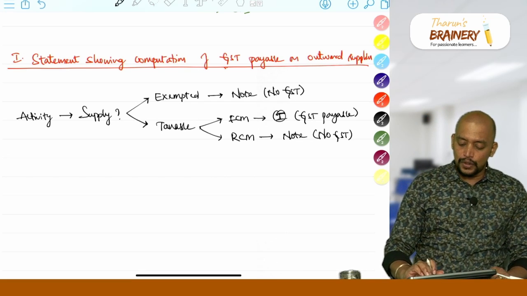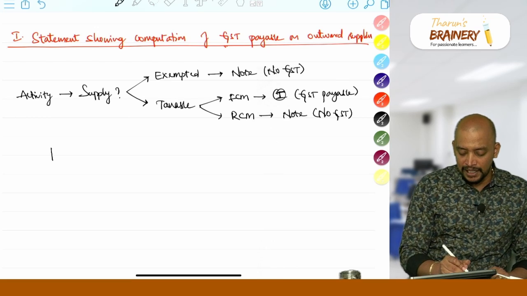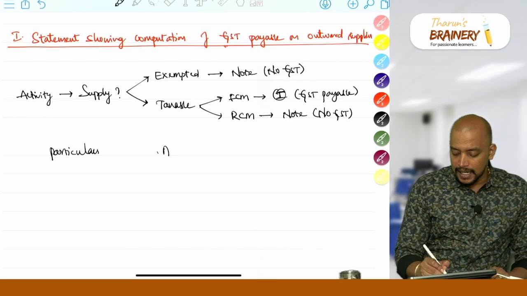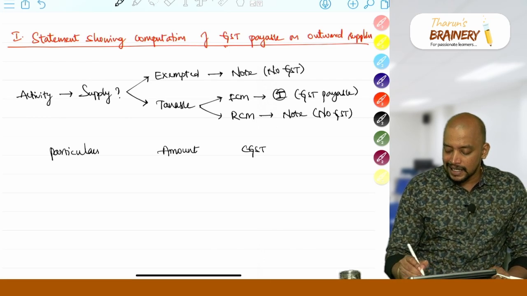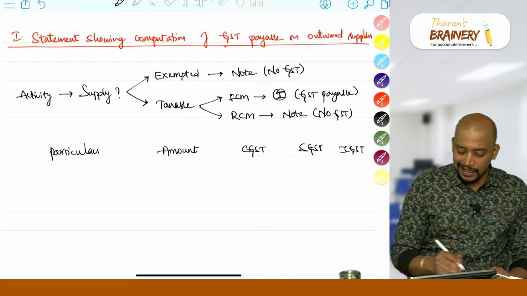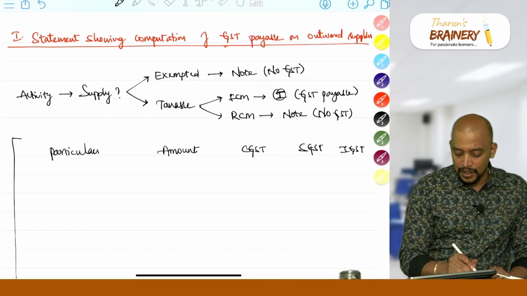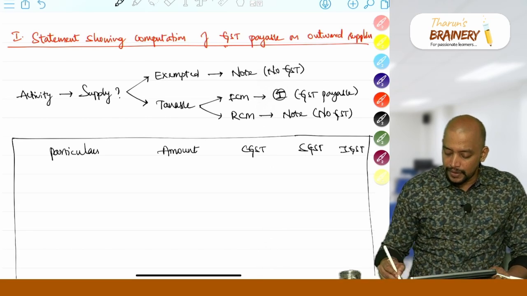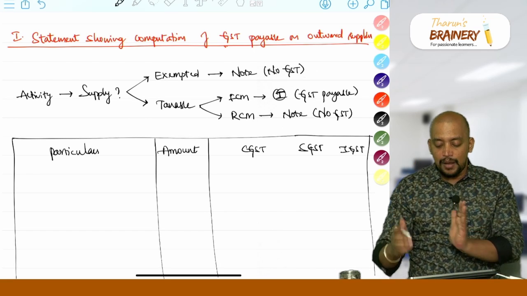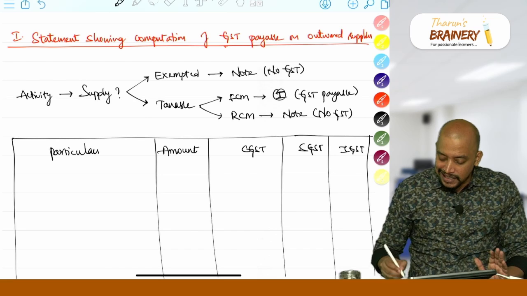And so how should the format be? Simple: particulars, amount, then CGST, SGST and IGST. Like that you prepare a table, so that in particulars itself you make particulars a bigger column, then amount, CGST, SGST, IGST.